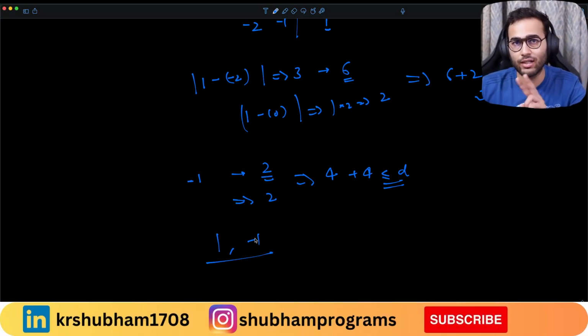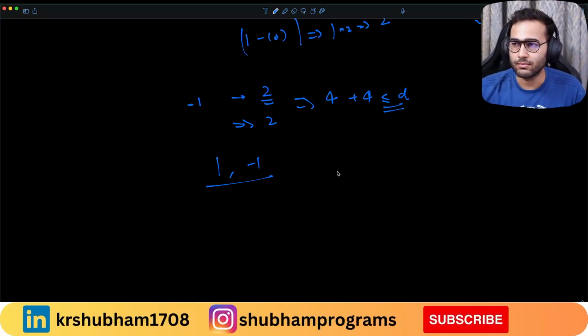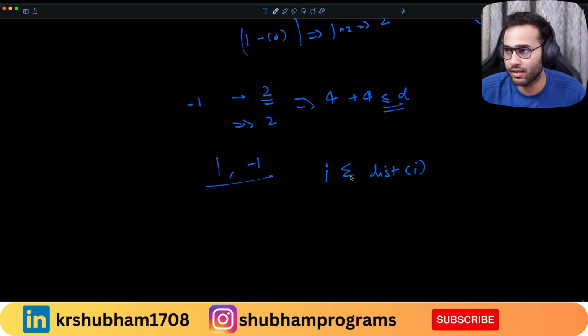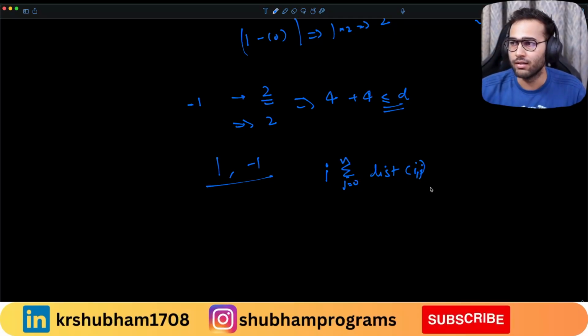Now these points do not need to be necessarily in the centers list. We have to find out the maximum number of points that satisfy this condition. What is the condition? That for all points i, the sum over all centers j from 0 to n of distance(i, j) should be less than or equal to D. This is the condition that we have to solve, right?